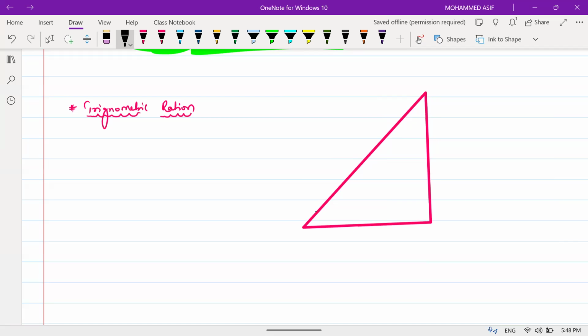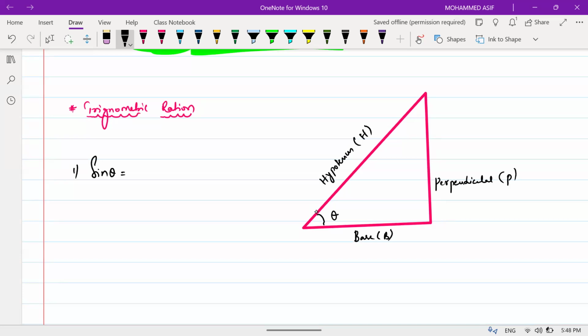Take this triangle, better. Make an angle of theta. This will be your base, represented by B. This will be your perpendicular, represented by P. And this is your hypotenuse, represented by H. Now, how do you write the sine theta, beta, anyone?